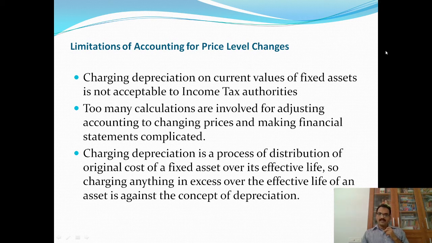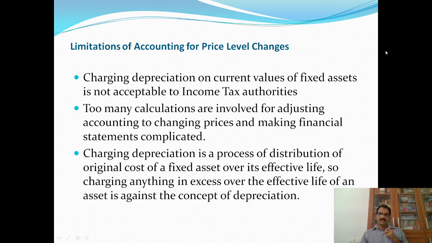Okay. Now, what are the limitations of price level accounting? The first one is that charging depreciation on current values of fixed assets is not acceptable to income tax authorities. You know that income tax authorities accept depreciation charged on the basis of historical costs. The second limitation is that too many calculations are involved for adjusting accounting to changing prices, making financial statements complicated. So many calculations are there for converting the historical values into current costs. So the preparation of financial statements will be complicated.